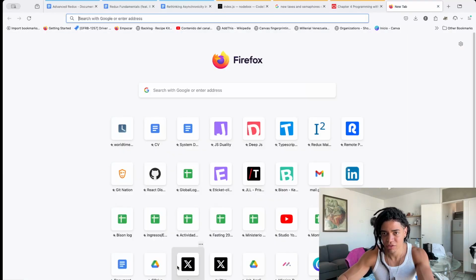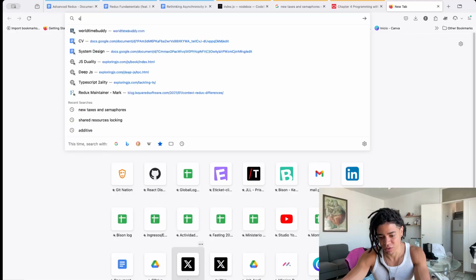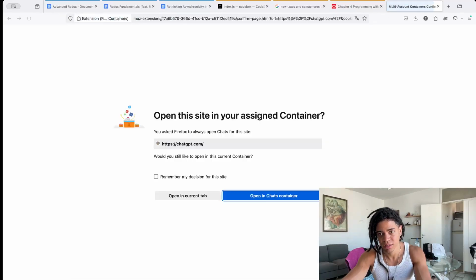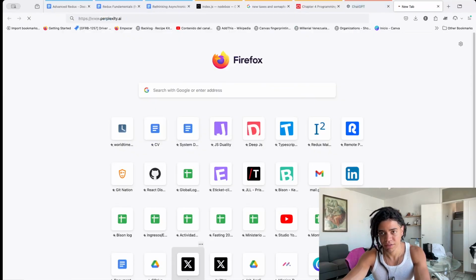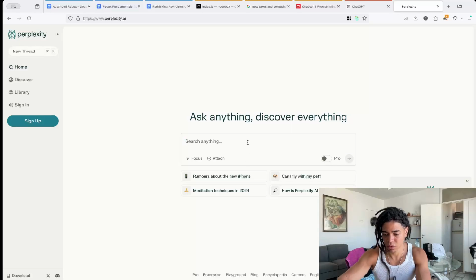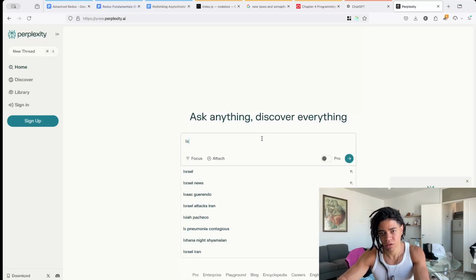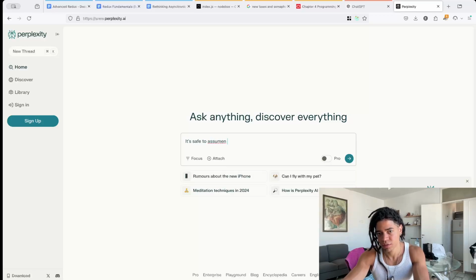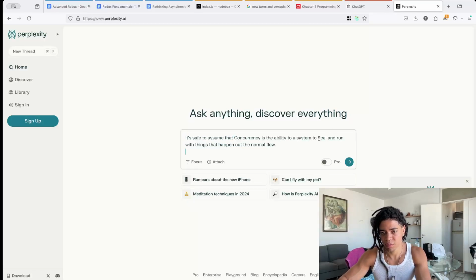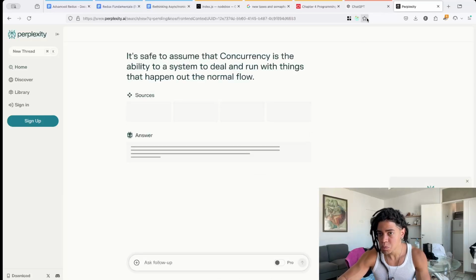So let me actually take a look at that with ChatGPT, as well as Perplexity. So it is safe to assume that concurrency is the ability of a system to deal with a normal flow.